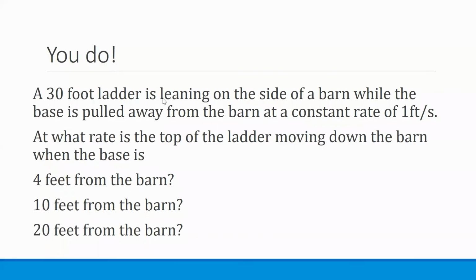I would like you to try the following problem on your own. We're once again going to be dealing with triangles, moving triangles, and we have a ladder leaning on the side of a barn, and it's being pulled away from the barn at the base at a rate of 1 foot per second. And we want to figure out how the top of the ladder is moving down the barn. So this is not talking about angles anymore, but once again, distances. So it might be a little bit more straightforward for you. Push pause and try this problem.